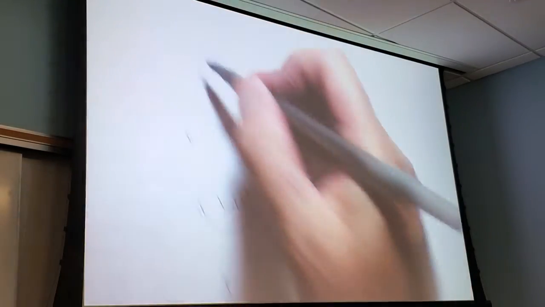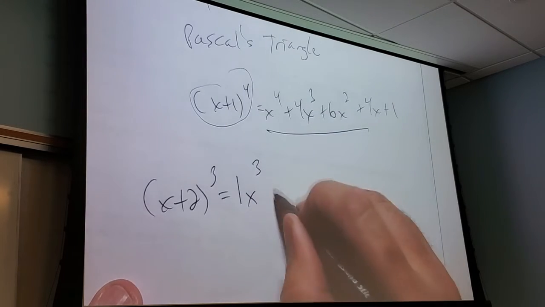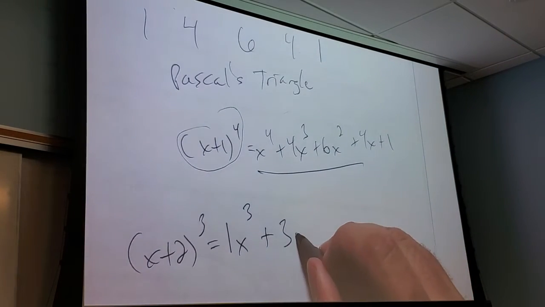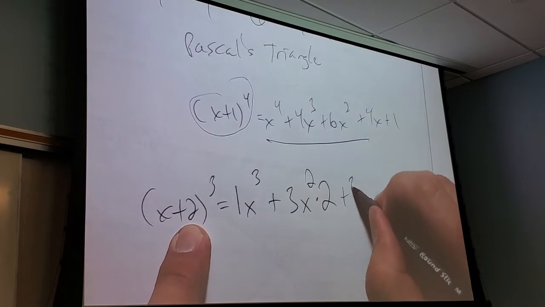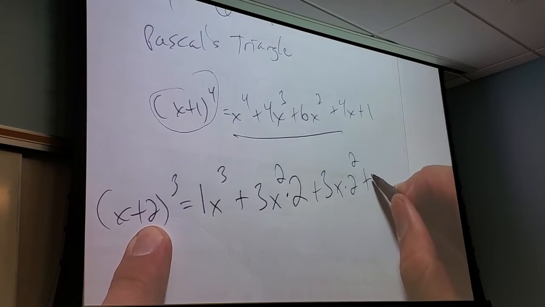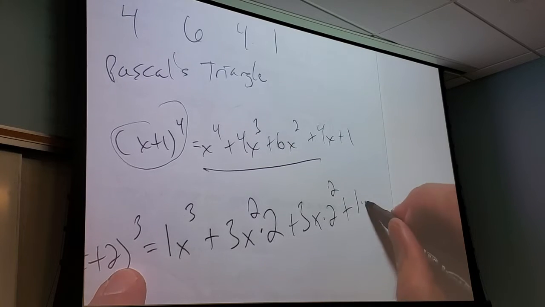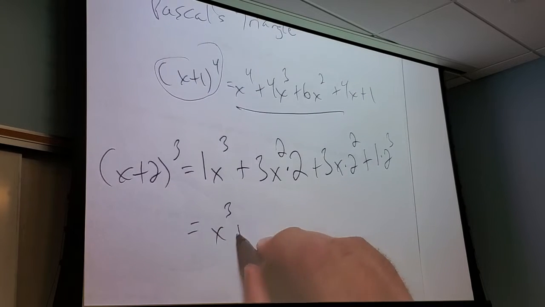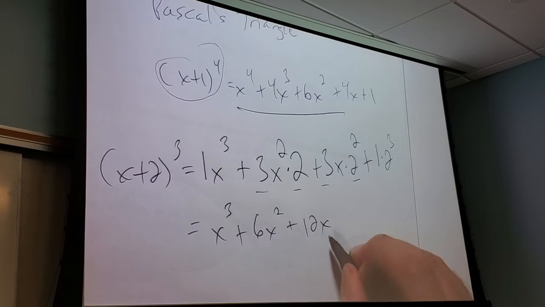So, now watch how this works. The coefficients are 1, 3, 3, 1. So it starts off with 1 all x's, plus 3, 1 less x, 1 more 2, plus 3, 1 less x, 1 more 2, plus 1, 1 less x, so no x's, 1 more 2, so all 2's. So I get x cubed plus 6x squared plus 12x plus 8.